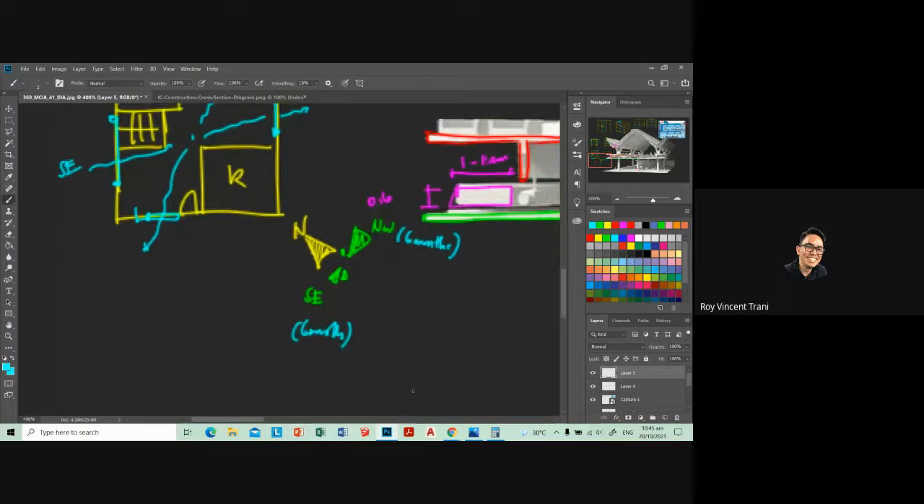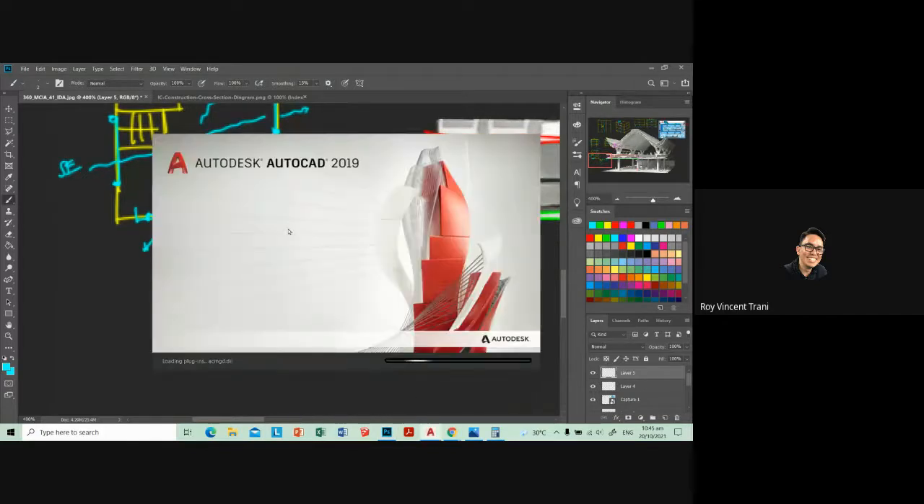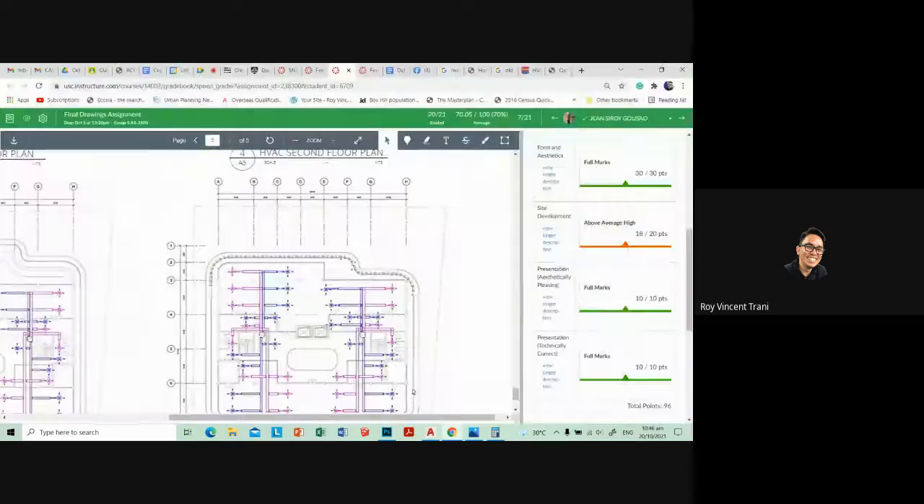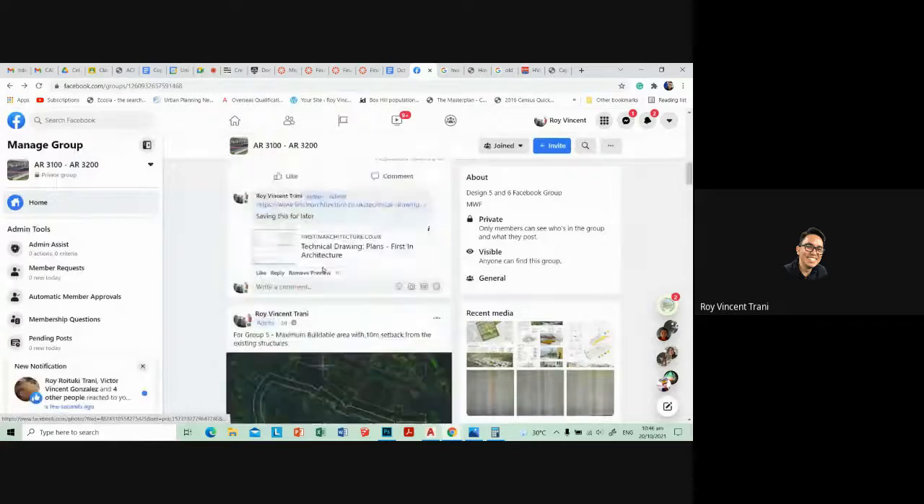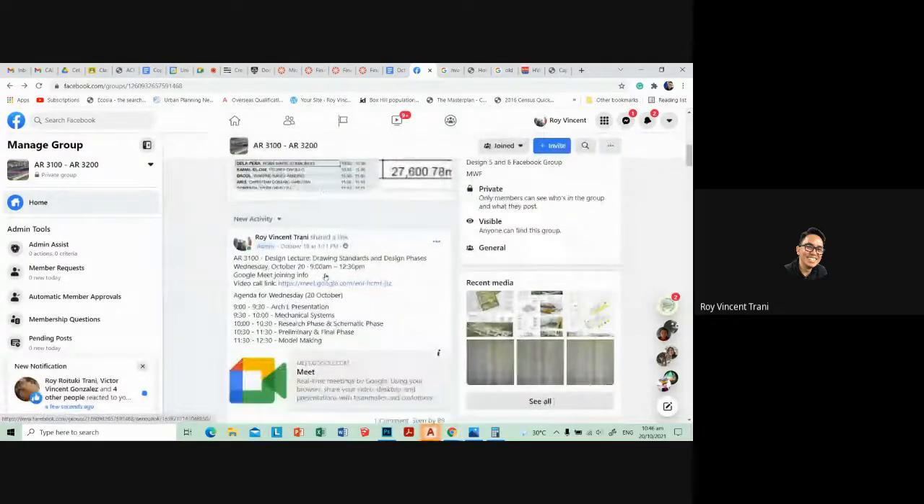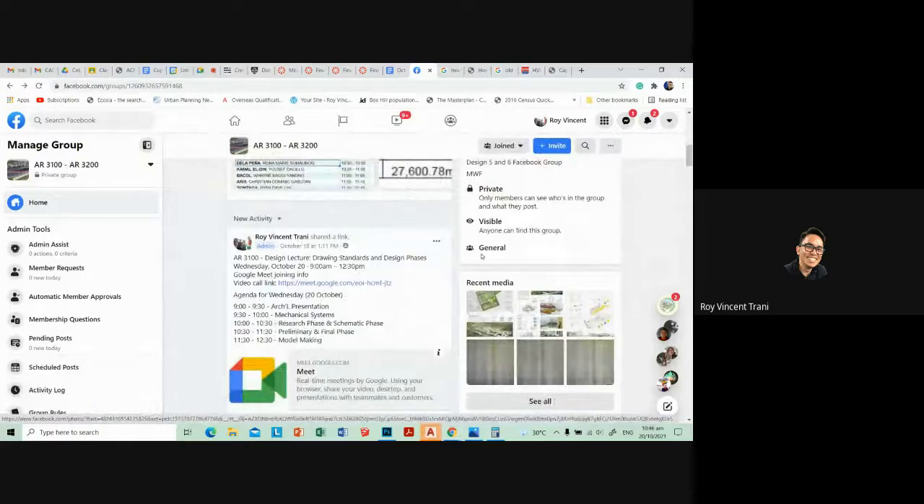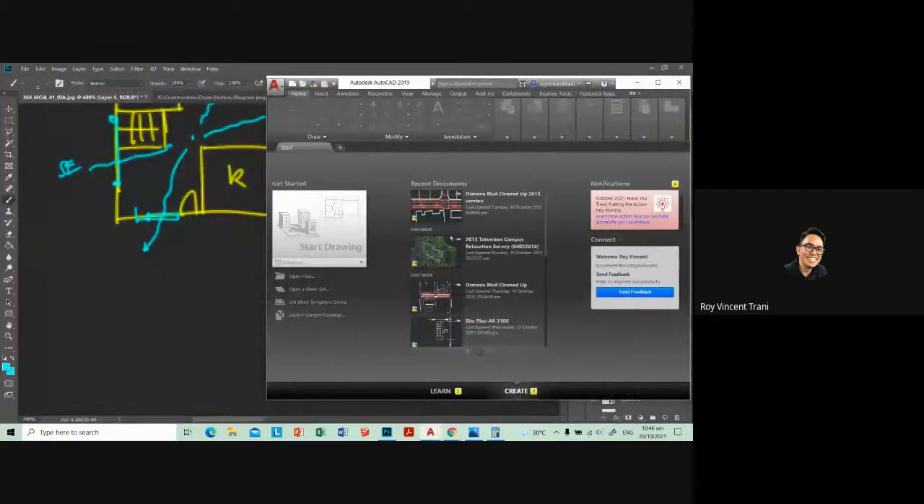So we have the site plan over here. That's already 11:46. Did we get to discuss? We're taking a bit too long. We need to discuss research and the schematic phase preliminary. Okay. We might not have time for those other topics.